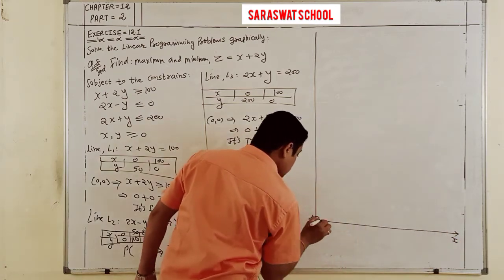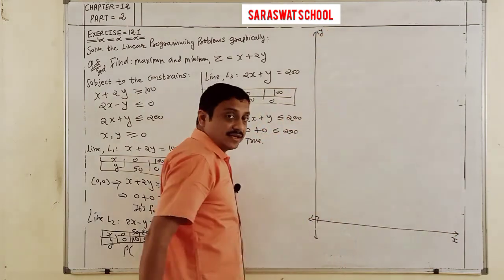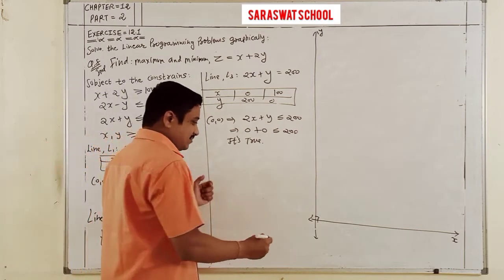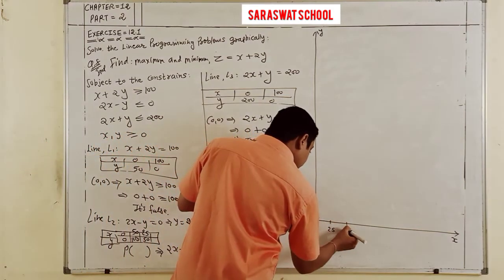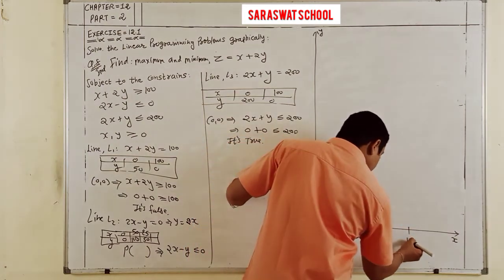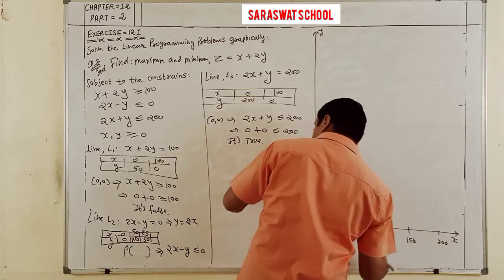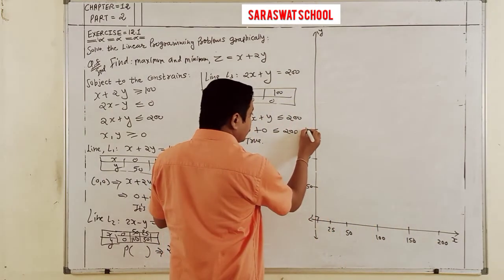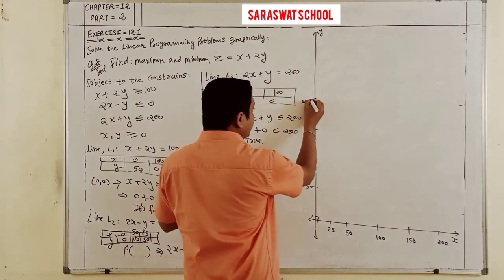X-axis, origin, y-axis. And your values are 100, 200, 50, 25. It's very simple. Here 25, here 50. That's the 100. Here 150, and here 200. Similarly, students, here 50, 100, 150, 200.